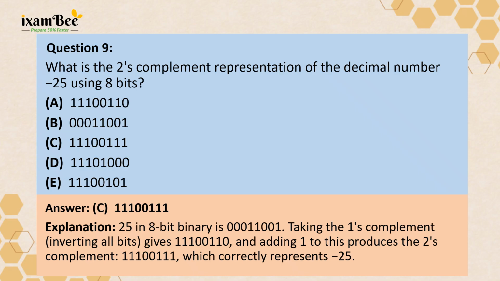00011001. Next, take the ones complement, which just means flipping every bit, which gives us 11100110. Finally, to get the 2's complement, we add 1 to that result, and the result would be 11100111. That final value, 11100111, is the correct 2's complement representation of negative 25. Hence, the answer here is C.